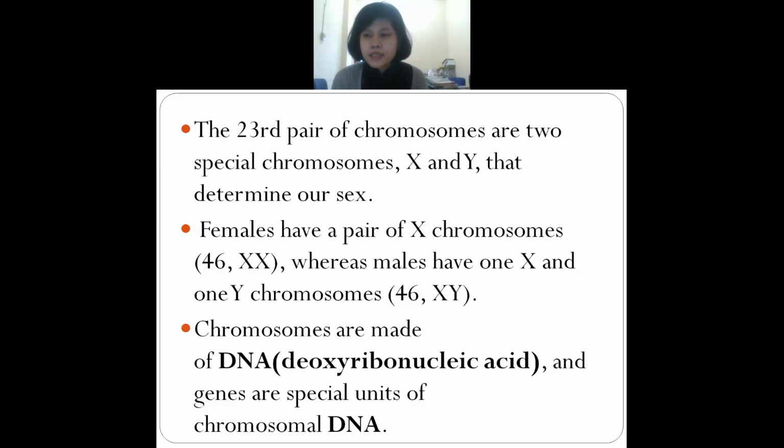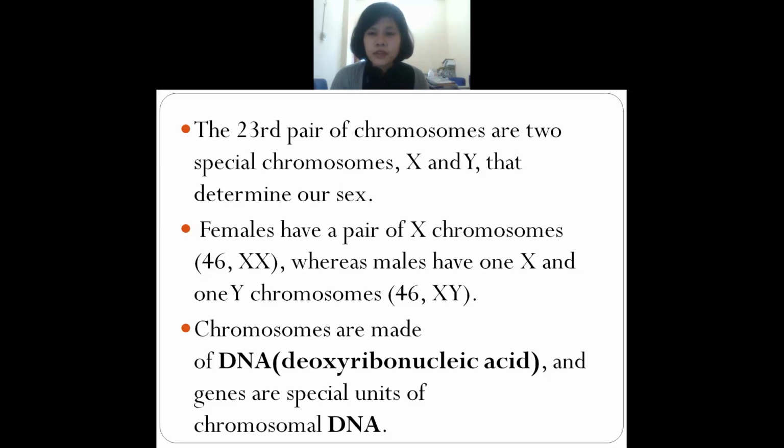Understand? And XX, it means what? Females. We have females with 46 chromosomes, and it is XX. And for males, there is what? X and Y chromosomes, and that is also 46. Same thing for 46, and for females you will find XX, and for males you will find XY.